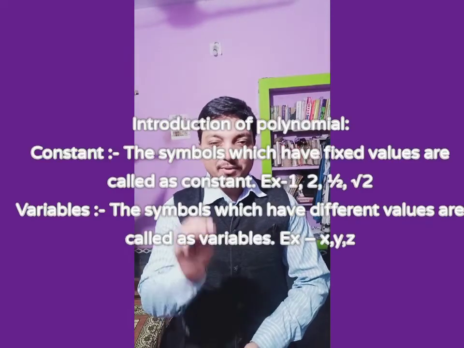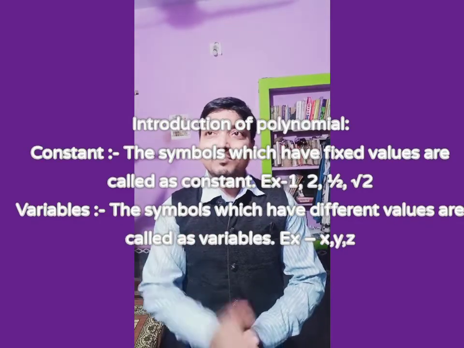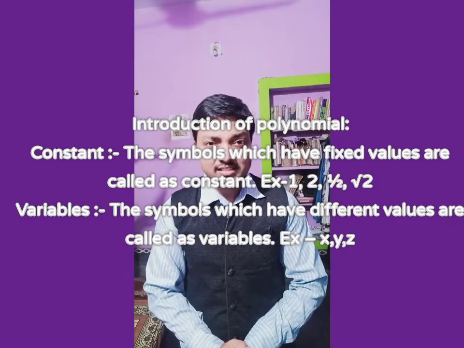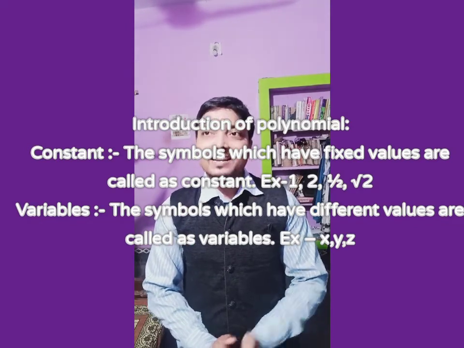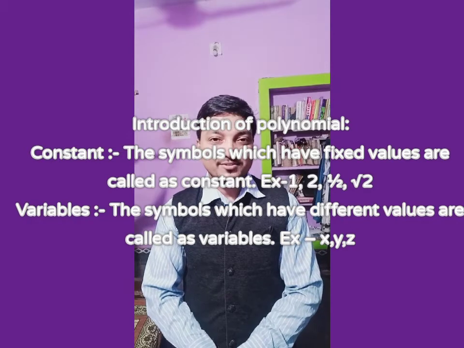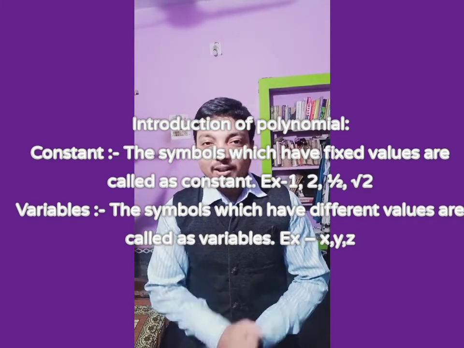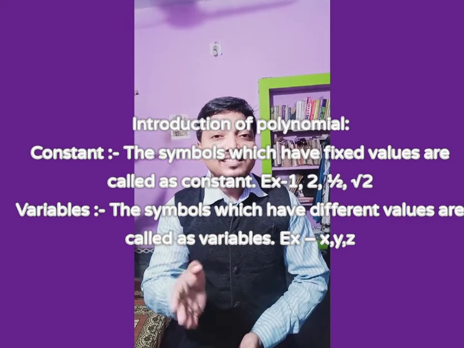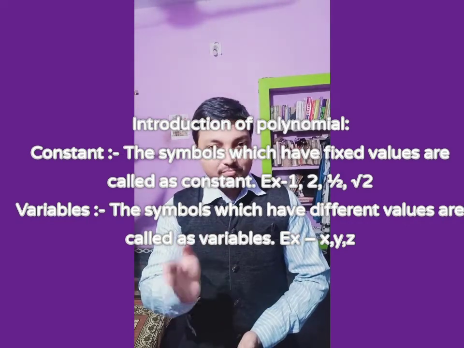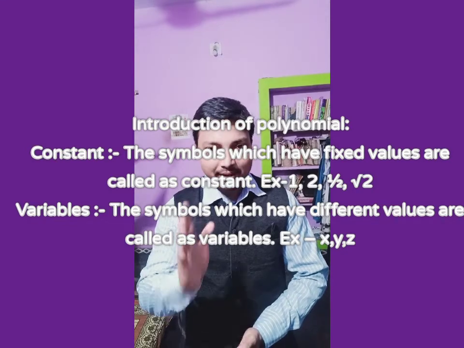Before discussing the introduction of the polynomial, a few terms will be required. The first term required is constant. Then we will discuss the variable. Remember the definition of the constant. A constant is a symbol which has a fixed value. It is the symbol which has the fixed value; it is called our constant.